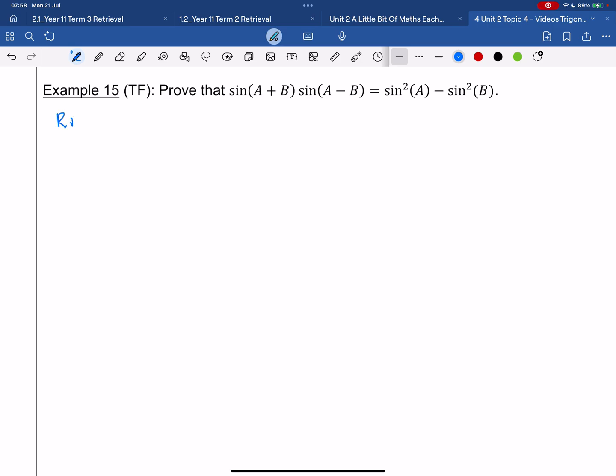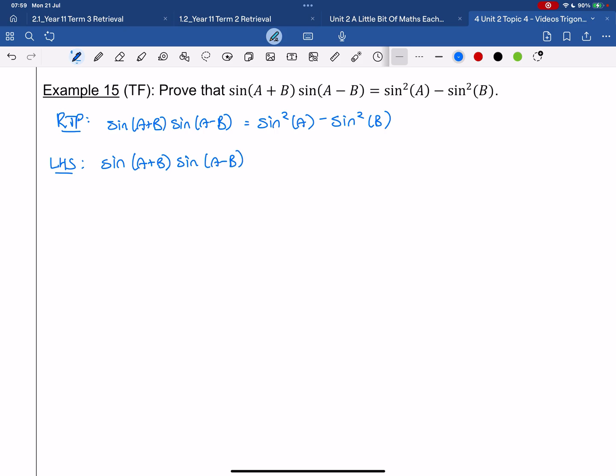So let's start. Required to prove that sine of a plus b times sine of a minus b is equal to sine squared of a minus sine squared of b. And I'm going to pick my left-hand side, which is sine of a plus b times sine of a minus b. And I'm going to look at my formula sheet and see that I have got identities to expand sine of a plus b as well as sine of a minus b.